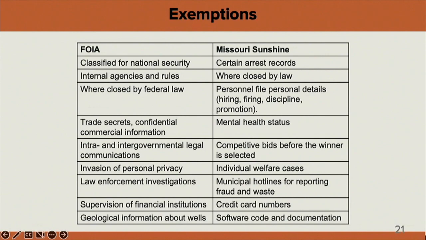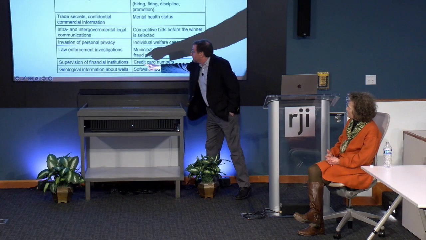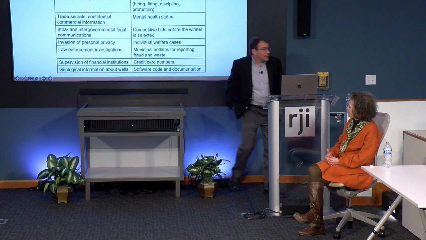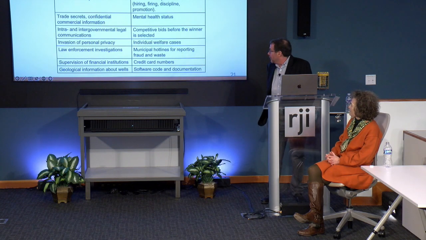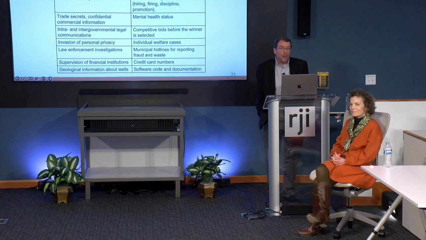And then also, here's one that I don't talk about a ton, but it is in the news today: supervision of financial institutions. There are different federal agencies that regulate banks, and if you ask them for records about these failed or failing banks, you're probably not going to get that because it would fall under that exemption.